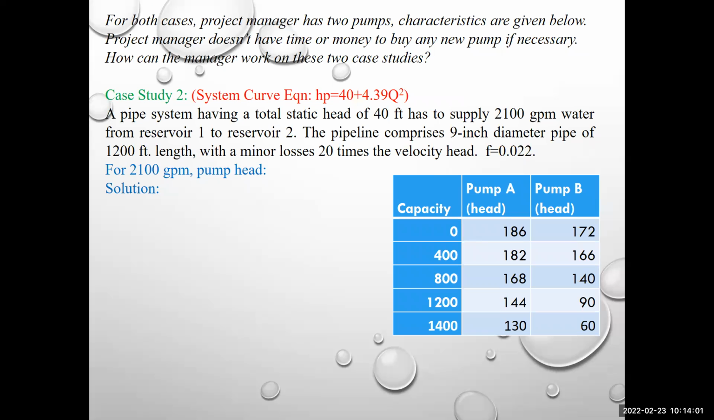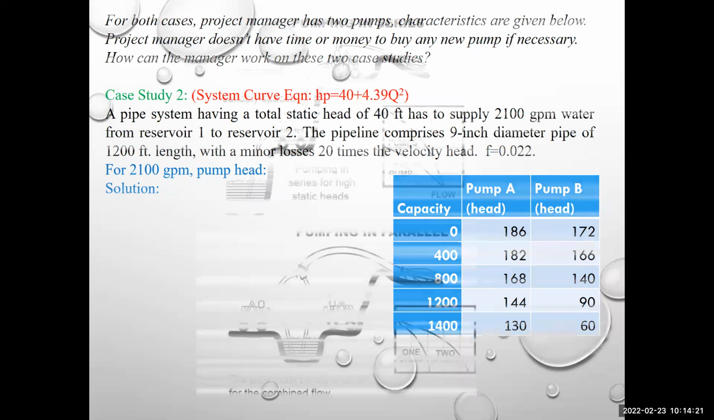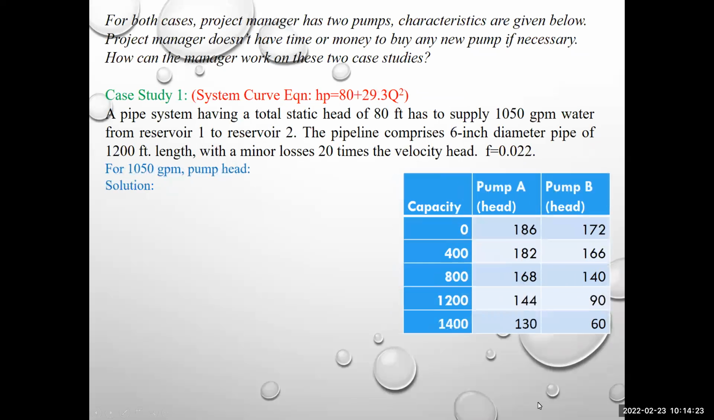First, we will discuss what pumps in series are and what pumps in parallel are. And in the next part, we will discuss how to determine whether we need pumps in series or parallel. Okay, that's what we will do. Now, I came up with two case studies here, and we will discuss both of them.